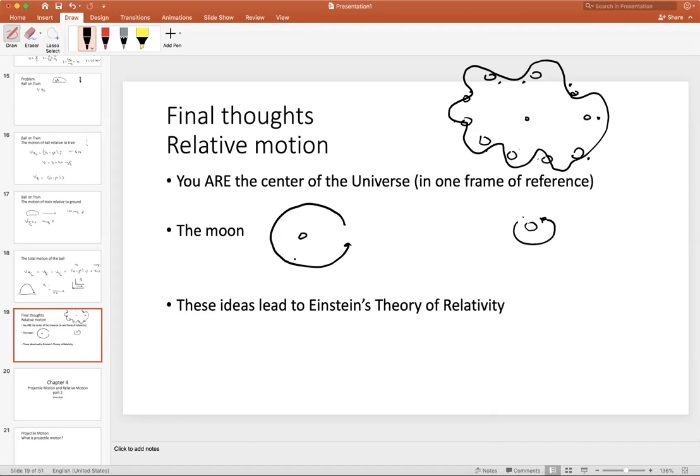The Earth orbits the sun in a circle. The moon orbits the sun in this weird kind of sine wave that goes back and forth. And what I'm trying to get at is that this sine wave motion looks very different than what we traditionally think the moon is doing.